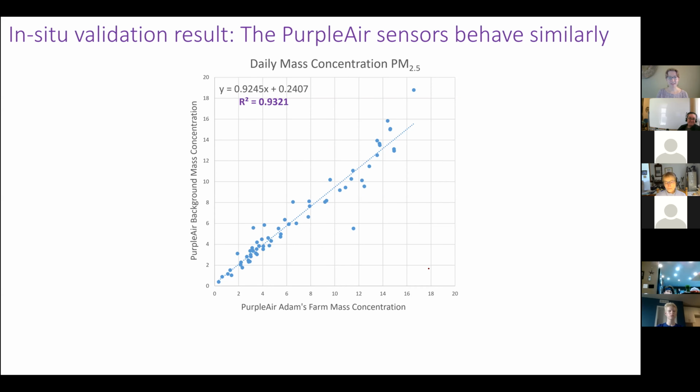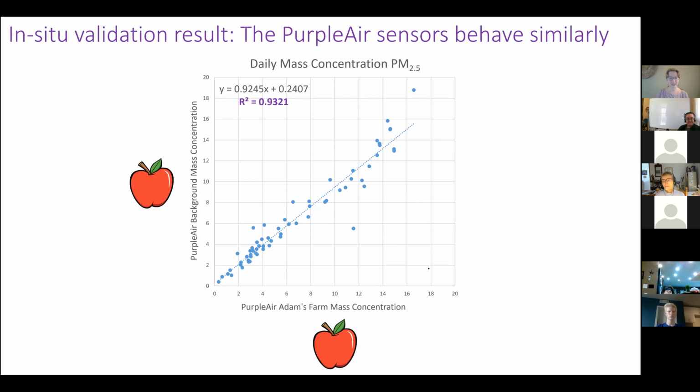Finally, I want to address how the PurpleAir sensors are actually working really similarly at this environment. So we know from previous studies that the mine does not seem to be having a severe impact at Adams Farm relative to the background site. So we should expect that the air collected with the two sensors should be similar at the same points in time. And we do actually see this. We have an R-squared value of 0.93 when we compare our PurpleAir at Adams Farm to our PurpleAir at the background site.